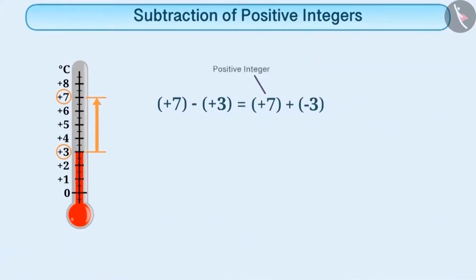Here, you can see this one is a positive integer and the other one is a negative integer. Can you tell how to carry out this addition? Think for a while.